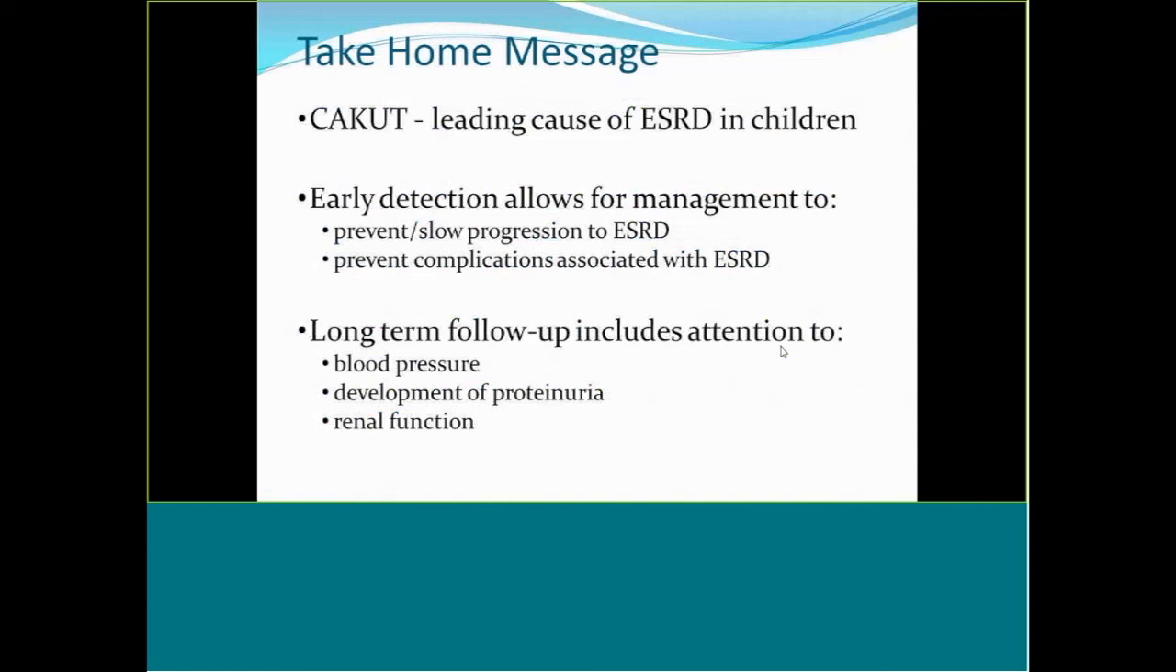So take-home messages: CAKUT, leading cause of end-stage kidney disease in children. Early detection allows you to hopefully prevent, but at least slow down progression to end-stage kidney disease, and to prevent the complications associated with end-stage kidney disease, which are many, which we can touch on during the Q&A if we have time. In the long-term follow-up, we want to pay attention to their blood pressure and development of proteinuria. Those are going to be the early signs that there may be some renal dysfunction going on, even before you see any change in their creatinine level.